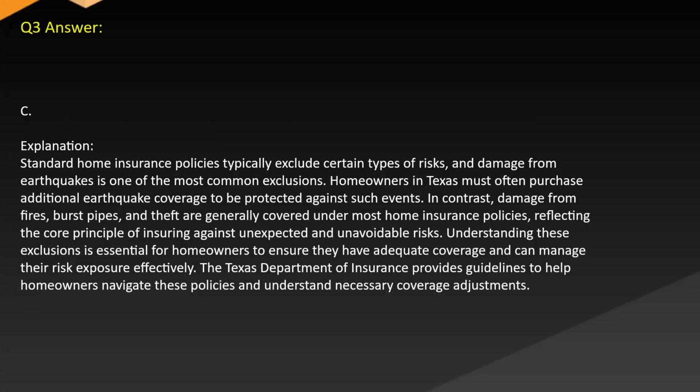Answer C. Explanation. Standard home insurance policies typically exclude certain types of risks, and damage from earthquakes is one of the most common exclusions. Homeowners in Texas must often purchase additional earthquake coverage to be protected against such events. In contrast, damage from fires, burst pipes, and theft are generally covered under most home insurance policies, reflecting the core principle of insuring against unexpected and unavoidable risks.